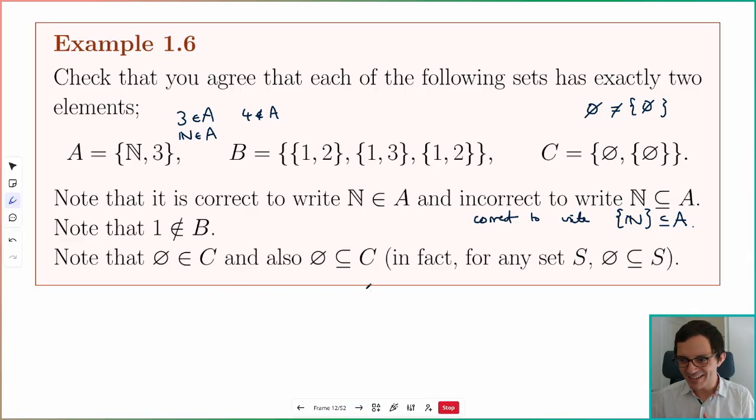if you'd like an extra challenge, you could try to list all of the subsets of C. There are 4 of them, 3 proper subsets and this thing itself. So see if you can list the other 2 proper subsets of C. Hint, you'll need a lot of curly brackets.